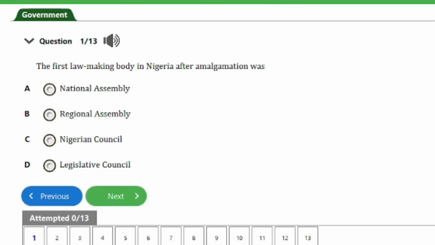It says, the first lawmaking body in Nigeria after amalgamation was A. National Assembly, B. Regional Assembly, C. Nigerian Council, D. Legislative Council. So guys, the answer to this question is option C here. That's the Nigerian Council. So let's head on to the next one, guys.